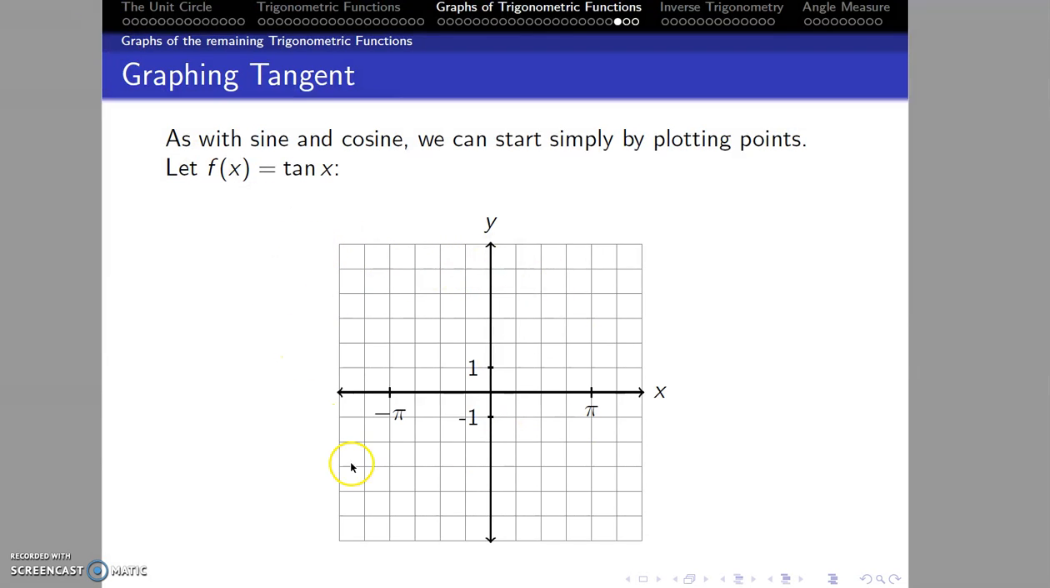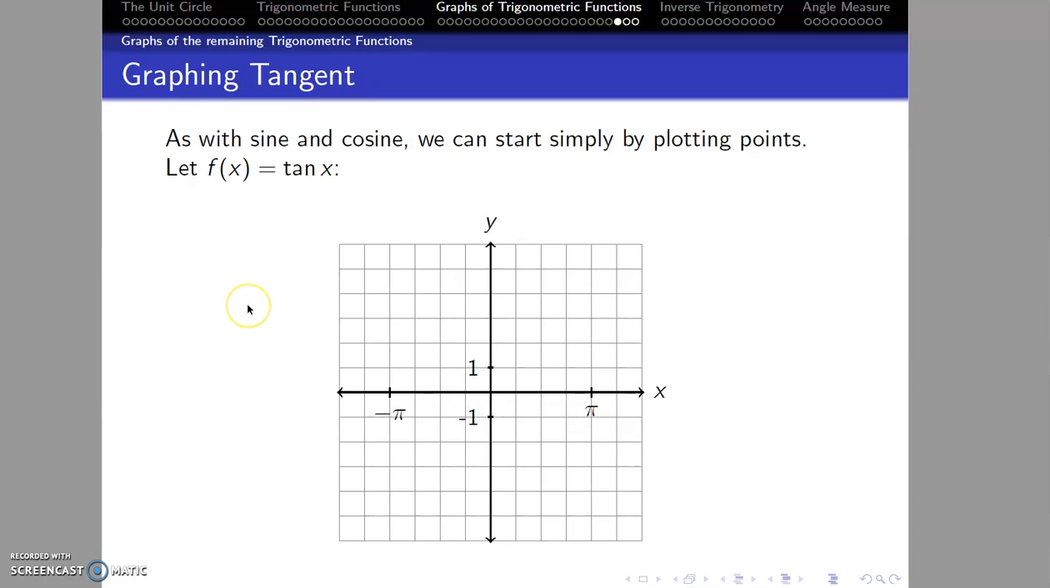So here I have the Cartesian plane of sorts. I do have it scaled nicely. I've got 1 and -1 for scale, and also my x-axis, I have increments of pi. So halfway between is pi over 2, halfway between that and 0 is pi over 4. And that's going to matter here in a bit.